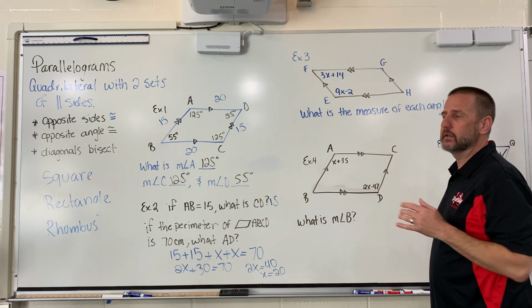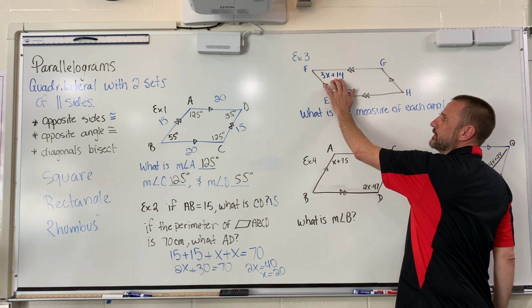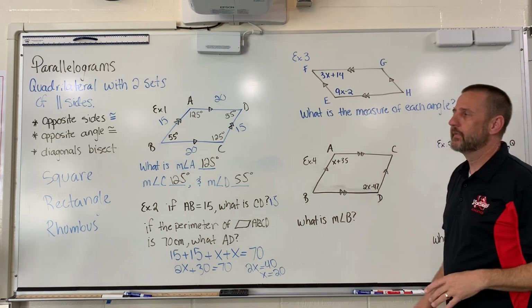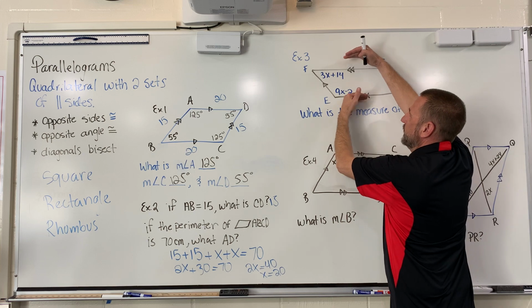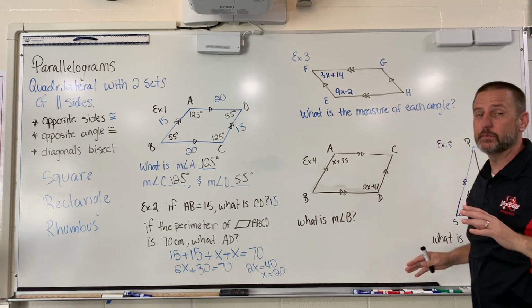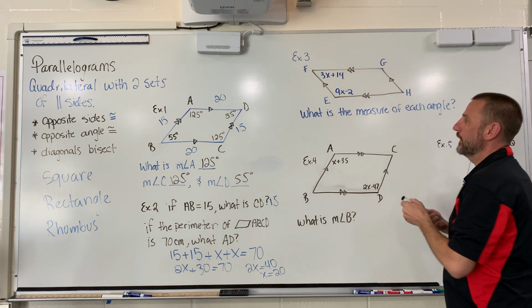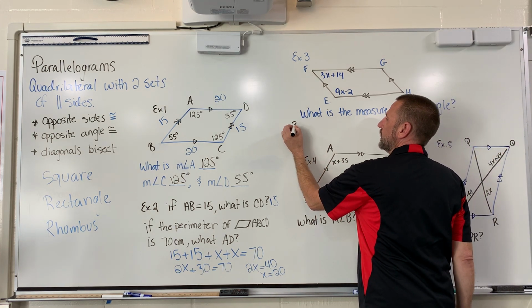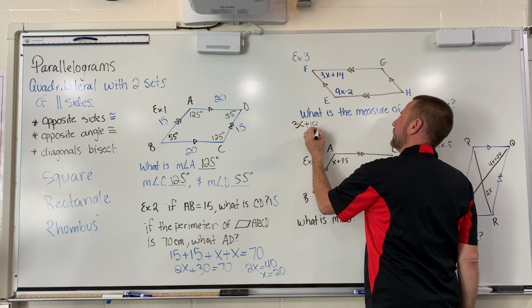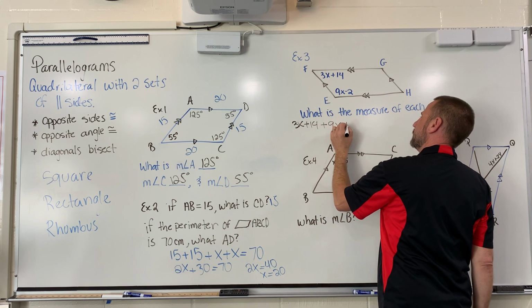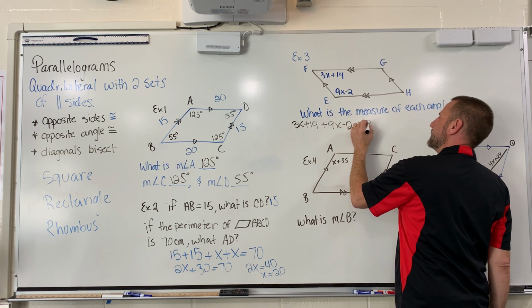Well, what I know about this, when I look at these two, 3x plus 14 and 9x minus 2, I know that these are between the parallel lines, which means that those 2 items have to equal 180. So if I write it down like this, 3x plus 14 plus 9x minus 2, I know that it has to equal 180.